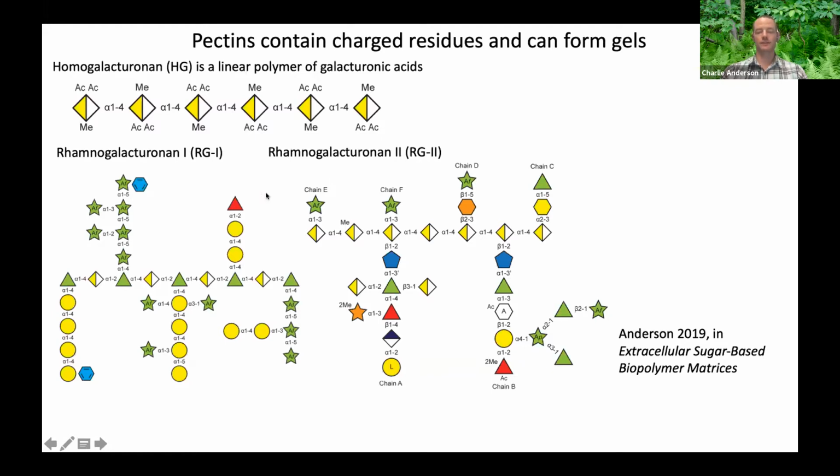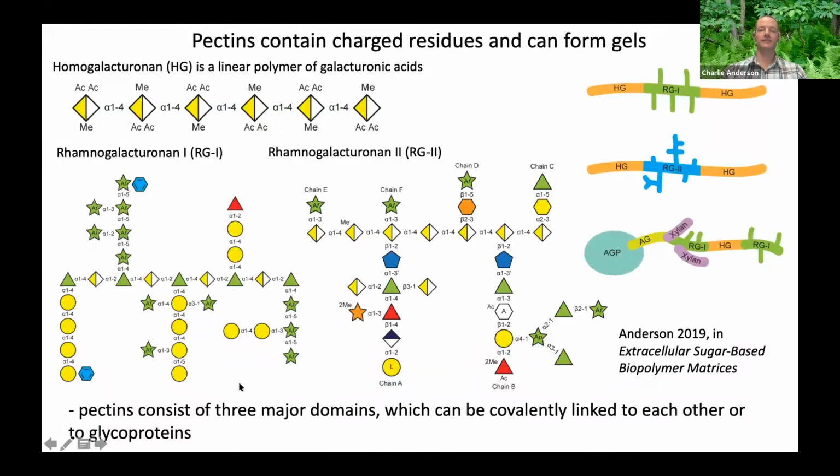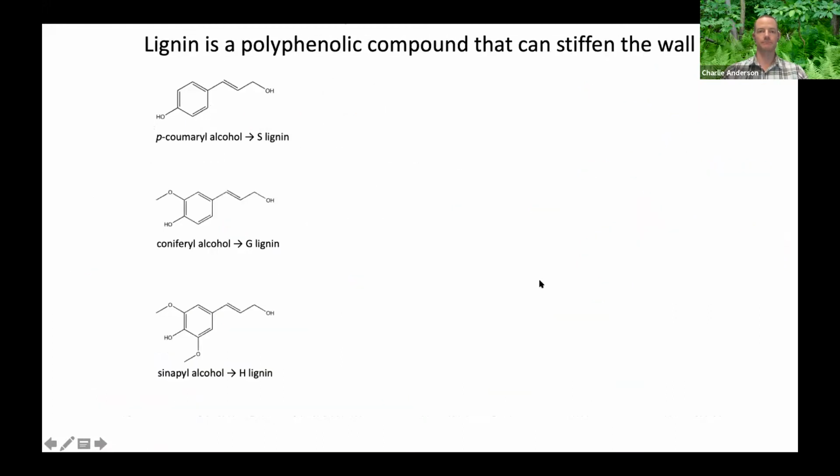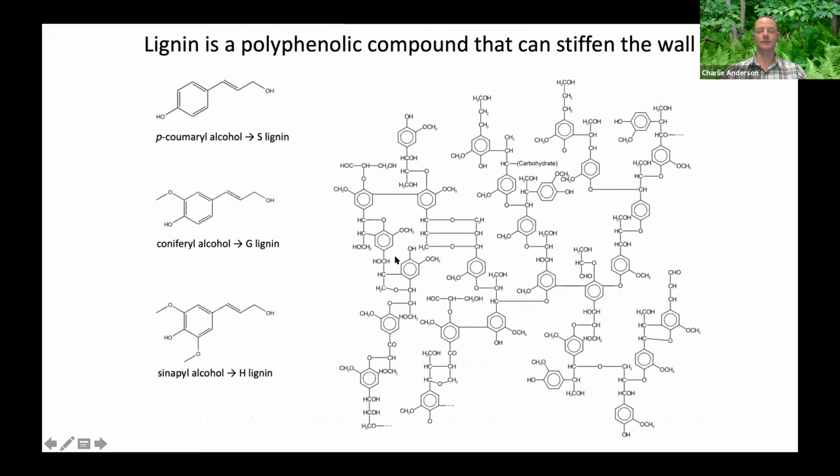So these pectins can form gels, and they are thought to form what's called the matrix of the cell wall. They're a little bit more water soluble than hemicelluloses and cellulose, and pectins are one of my favorite classes of cell wall polymers. These pectins can exist in domains that can be covalently linked to each other or to glycoproteins in the wall. And then lignin, which again is abundant in the secondary cell walls of certain non-growing plant cells, is formed of these monolignol subunits, which are linked via free radical reactions into complex polyphenolic compounds that can help waterproof and or stiffen the wall depending on the context.